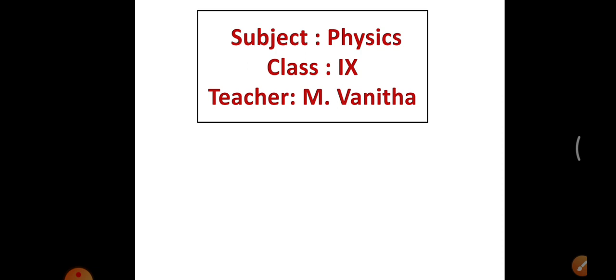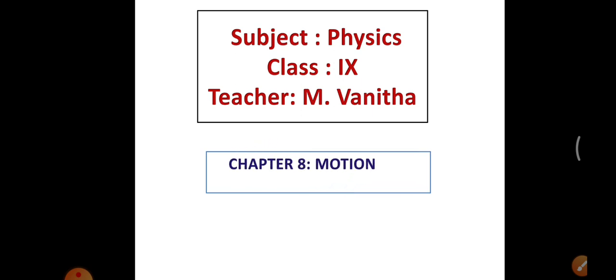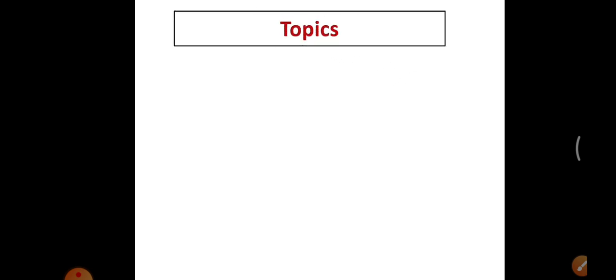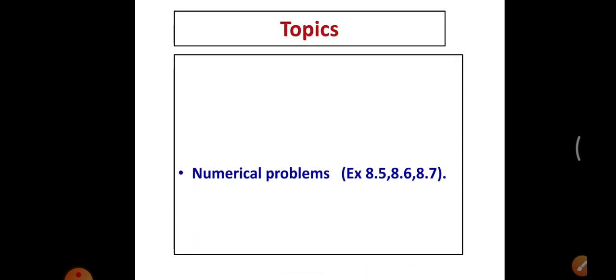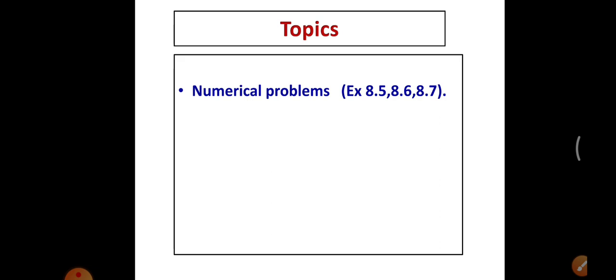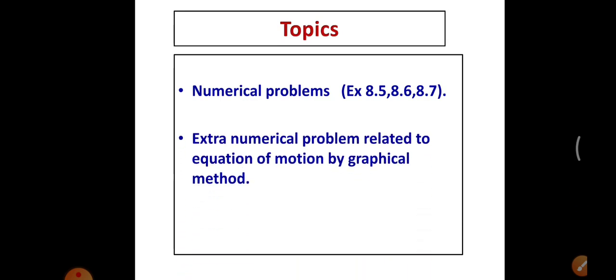Today we are going to see the subject physics class 9, chapter number 8 motion. Topics: numerical problems example sum 8.5, 8.6 and 8.7. Second topic: extra numerical problem related to equations of motion by graphical method.